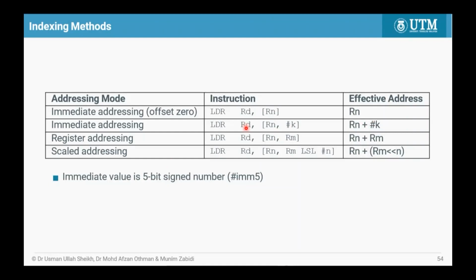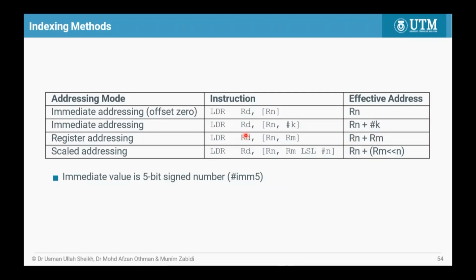Then we have register addressing, similar to the immediate addressing with offset. What happened here is now your K is replaced with your Rm. So you need to find the effective address. The effective address is the address pointed by Rn plus the address pointed by Rm. Get the effective address, go to the address and load it to your Rd.